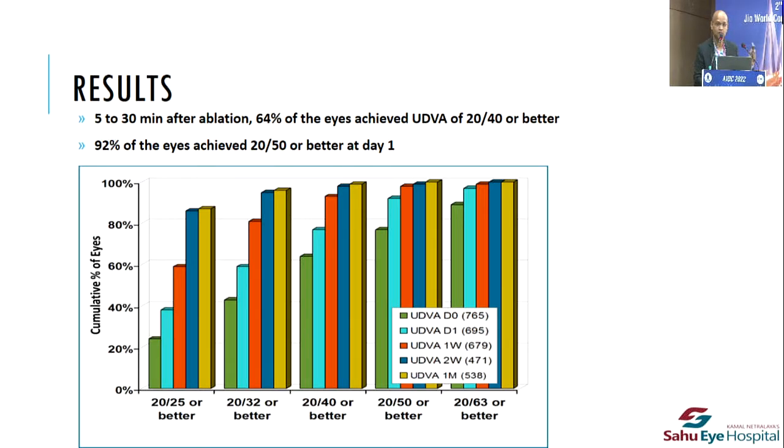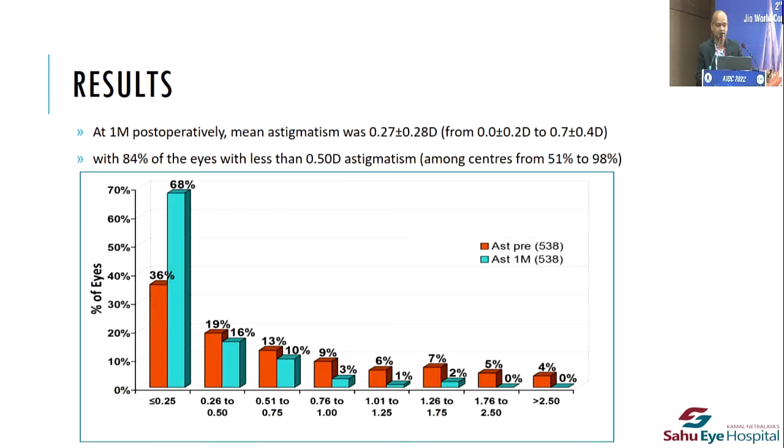So my first point is, please take away the notion that the uncorrected distance visual acuity is not good on the first day. The second is the efficacy. Even at 1 month postoperatively, the efficacy is excellent. 84% of the eyes had less than 0.5 diopter of astigmatism in this particular study.